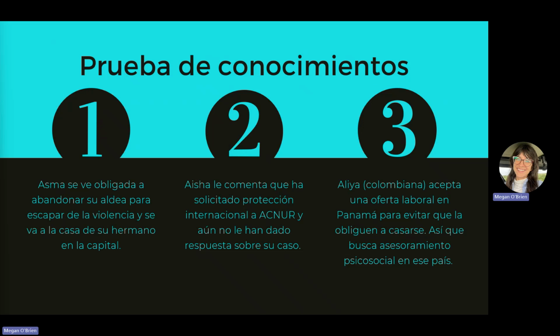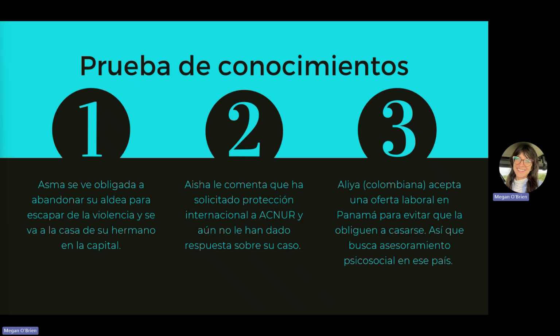So we're going to go through some examples and try to identify how you would classify the displacement status at the time of report. In this first example, Ozma is forced to leave her village in order to escape escalating violence. She goes to her brother's house in the capital. Based on the definitions that we just discussed, how would you identify Ozma's displacement status? If you're thinking to yourself, IDP, you would be correct.